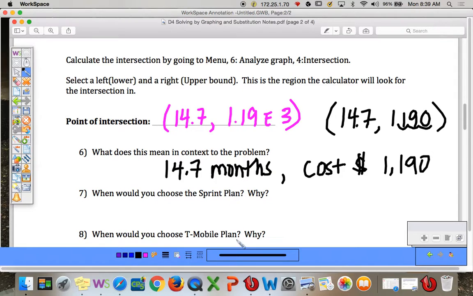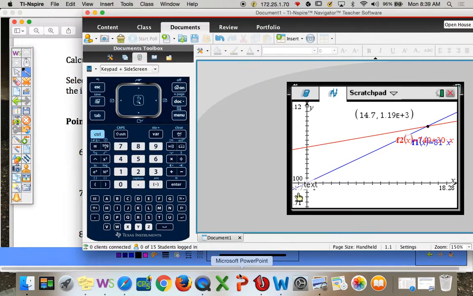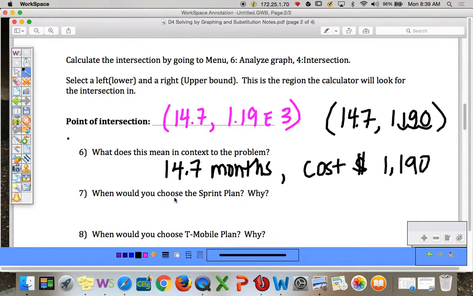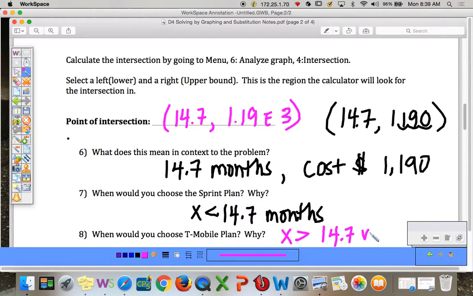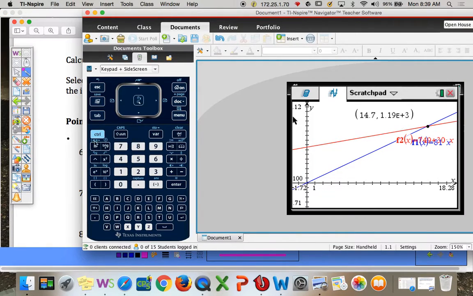So it says, when would you choose the Sprint plan and why? So if we take a look at the calculator, Sprint was the blue. So we would choose it, it's cheaper down here, because this is cost, it's cheaper until 14.7 months, which is just over a year. And then T-Mobile becomes cheaper after that 14.7 month mark. So you would choose Sprint when your time is less than 14.7 months. And you would choose T-Mobile if you kept your phone for greater than 14.7 months, because we can see from the graph that it's cheaper after that 14.7 months.